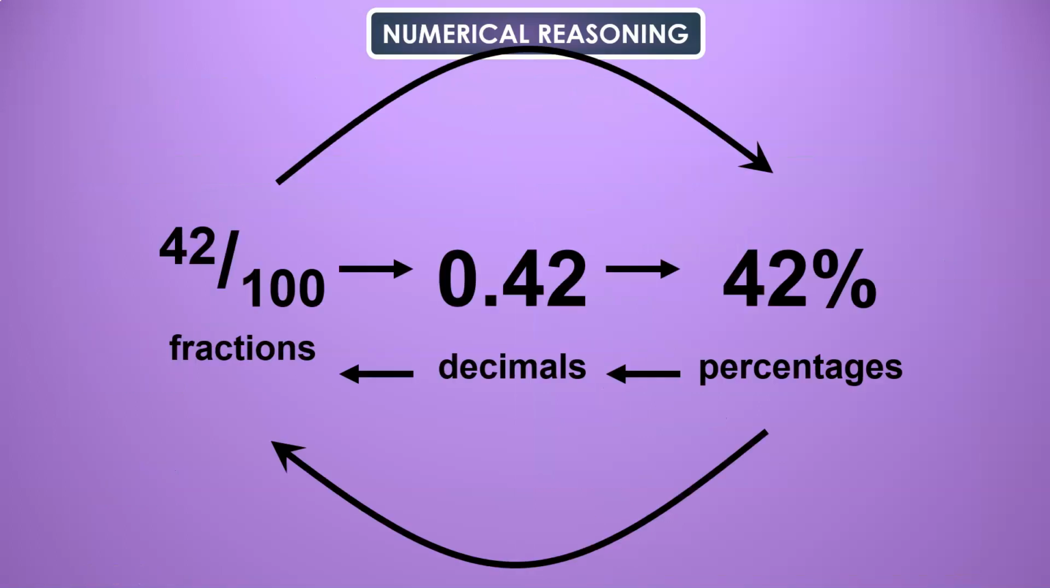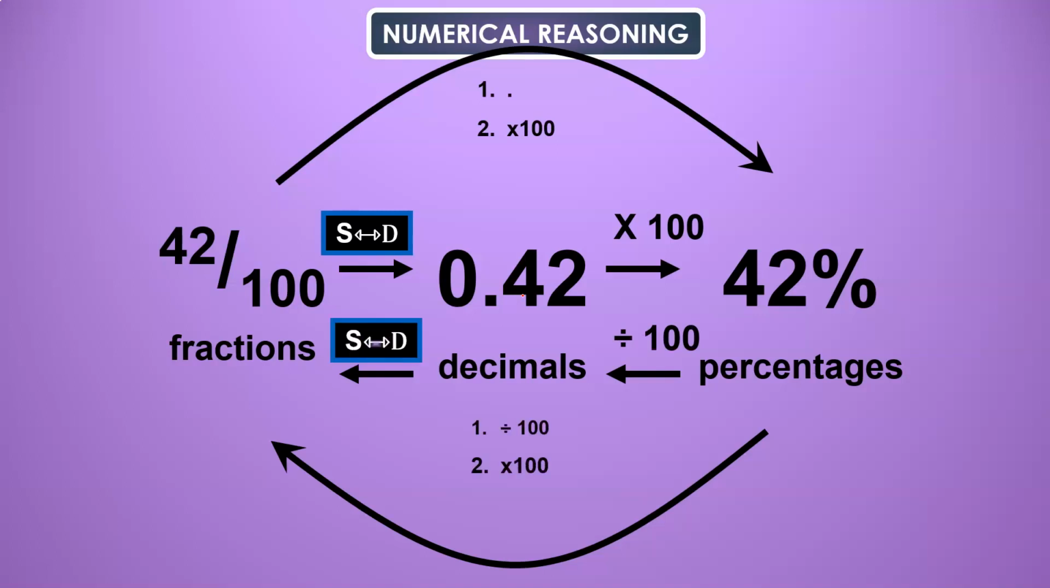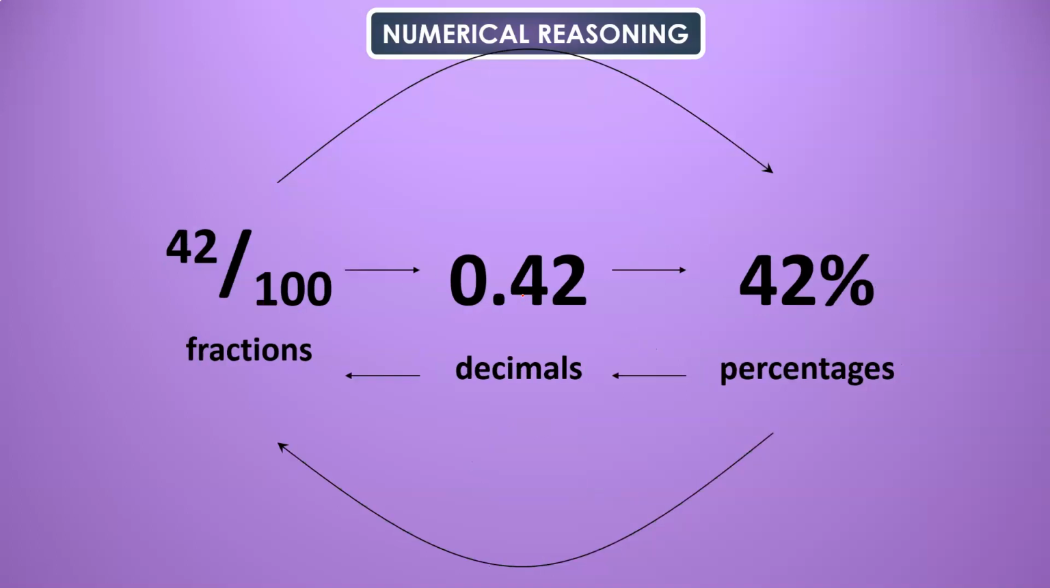So this graphic sort of summarizes how to get from one thing to another. So here we've got 42 over 100, 0.42, and 42% for percentages. They're all the same thing. So to go to a fraction, press SD on your calculator, or FD if you're using the emulator, times by 100. We've got it. And if we're going the other way, percentage, divide by 100, and then press SD if we need to.